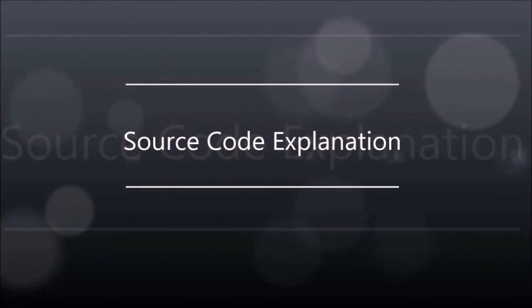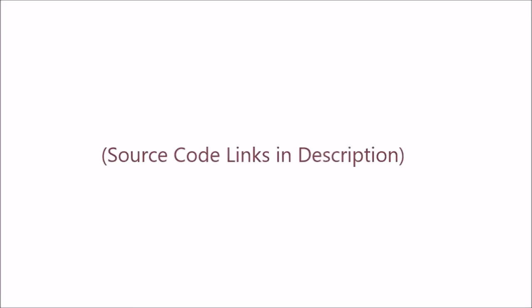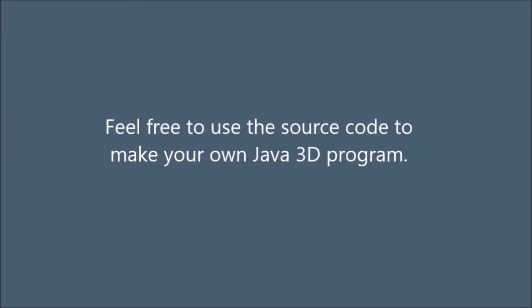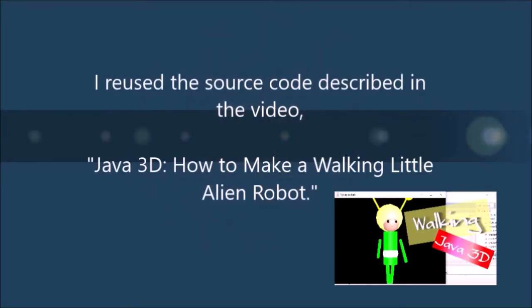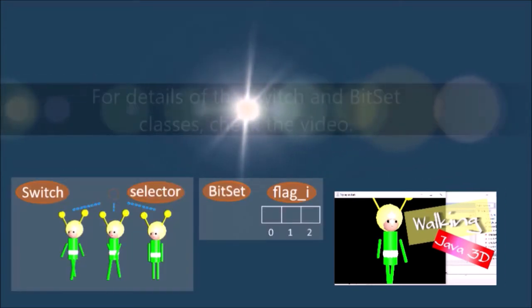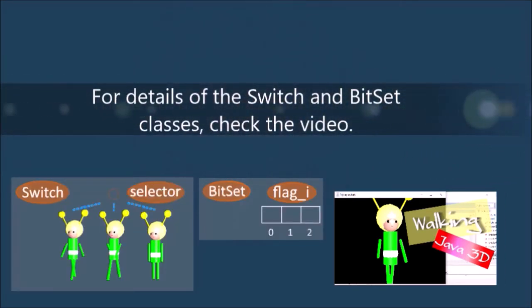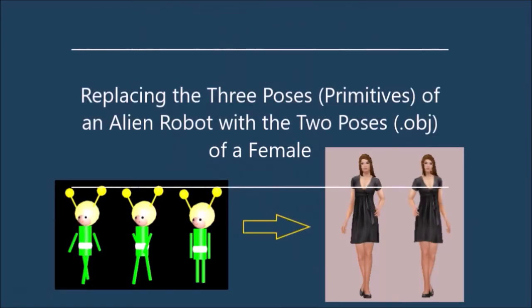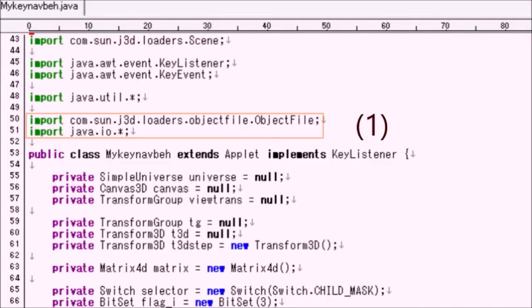Source code explanation. Source code links in description. Feel free to use the source code to make your own Java 3D program. I'll use the source code described in the video Java 3D: how to make a working little alien robot. For details of the Switch and BitSet classes, check the video. Replacing the 3 poses primitives of an alien robot with a 2 poses object of a female.